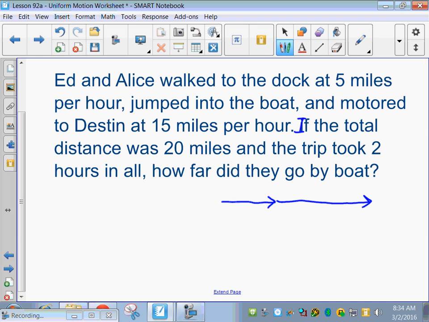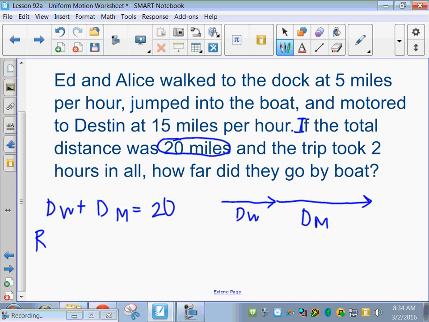All right, so we're going to call this one distance walking, and then we're adding on to our total distance here, and this is going to be distance in the boat. I guess we could use M for motoring or B for boat. I don't care. All right. So these add to a total of, the total distance was 20 miles. So our equation is going to be addition. And we're going to replace them both with rate times time. So RW TW plus RM TM equals 20.